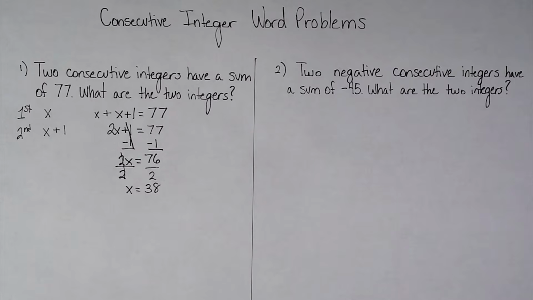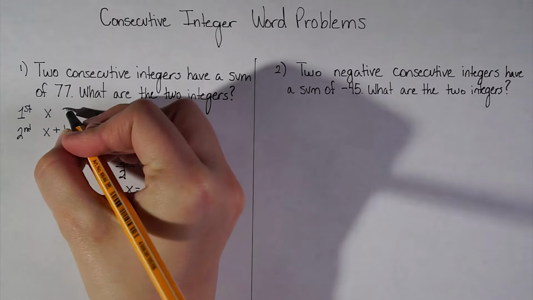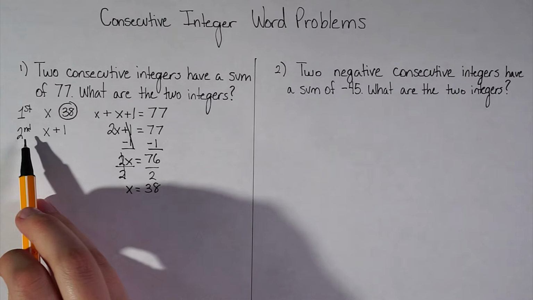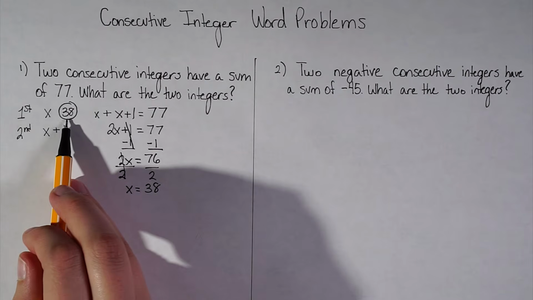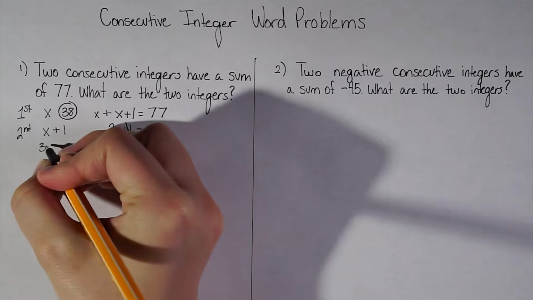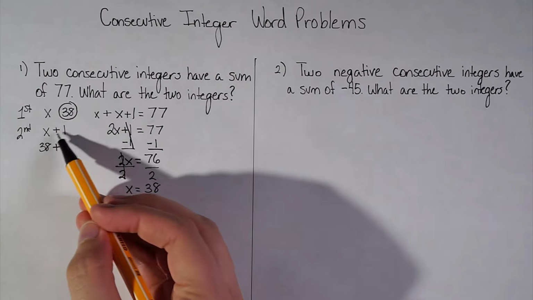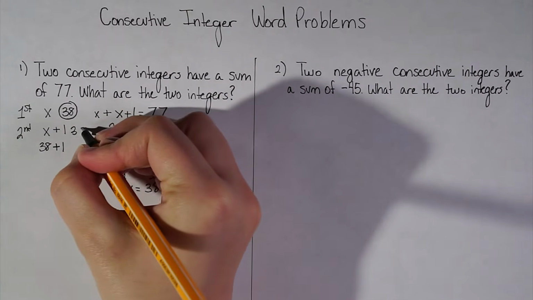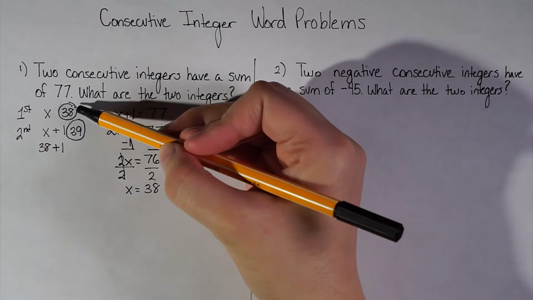But we can't stop there. I know x is 38, so my first number, x, is 38. But I also need to know my second number. My second number is x plus 1. Now that I know x is 38, couldn't I just sub that in for x? So instead of x plus 1, it's now 38 plus 1, which would give us 39. So my 2 numbers are 38 and 39.